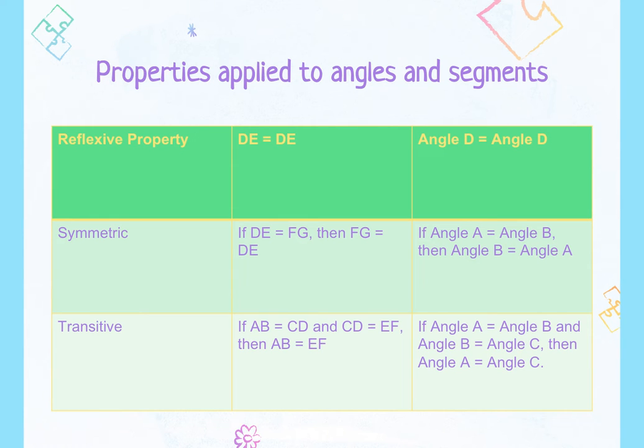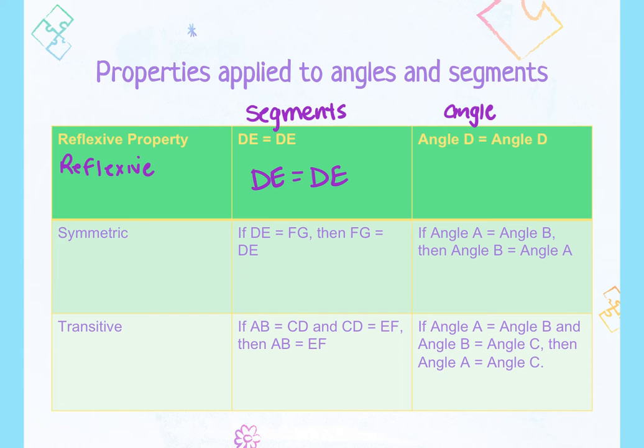All right, properties applied to angles and segments. Oh, that top one is hard to read on your screen. Okay, so this is the reflexive property, which we just said can be used algebraically. We can also use it applying to segments and to angles. So the reflexive property says any segment equals itself. DE would equal DE. AB would equal AB. Okay, that's reflexive. Anything equals itself.